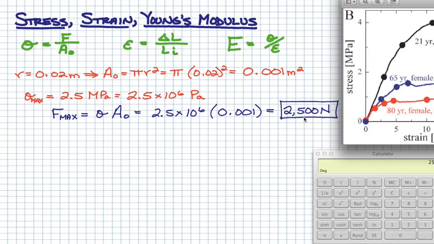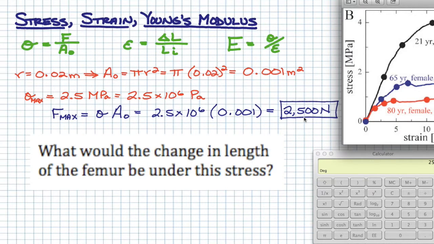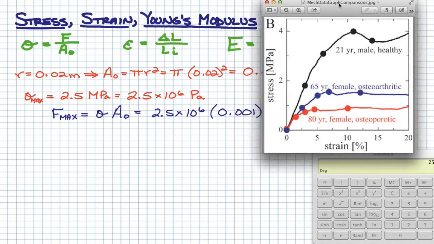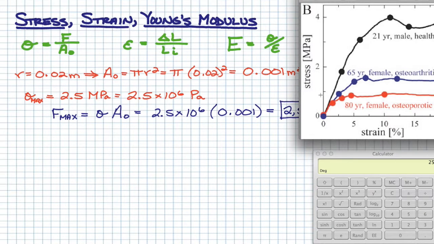The next part that I would be interested in would be, what is the overall change in length of the femur under this maximum force? Hopefully you realize now that if we want the change in length, we're going to need to use our strain equation. So we take a look again at our graph. Well, we know right around here is where our elastic range ends. We already read the stress before. We should also be able to read the strain, which right around here looks like it's about 5.